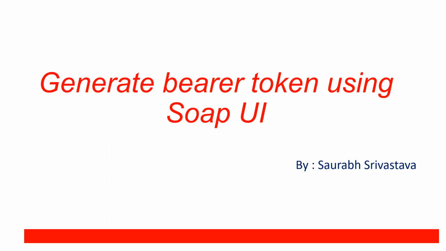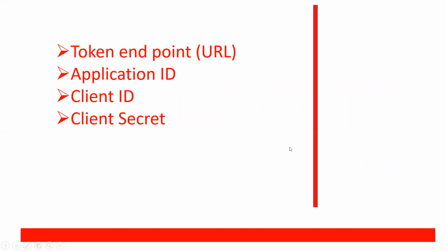As we are going to use SOAP UI, you must download SOAP UI from Google. It is freeware and you need to install it on your local PC. Apart from the SOAP UI tool, we also need some other information which will be required to generate the token. So we need the token endpoint, the application ID, and the client secret. This information should be provided by the application owner.